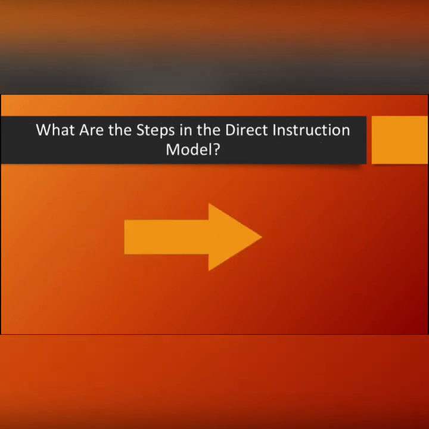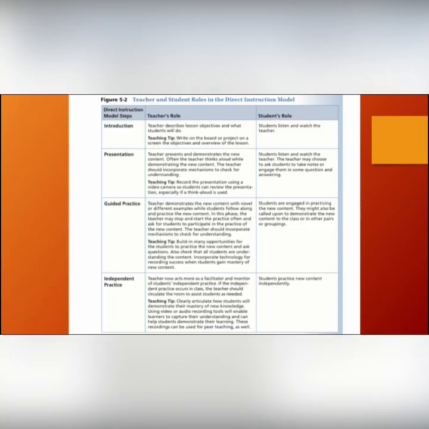The next is, what are the steps in the direct instruction model? And there is figure 5.2, teacher and student roles in the direct instruction model. Direct instruction model steps are introduction, presentation, guided practice, and independent practice. And there are the teacher's role and the student's role.